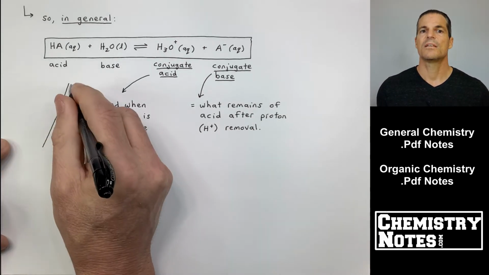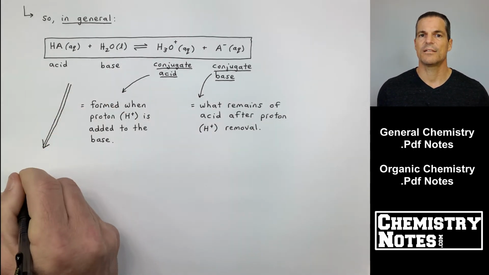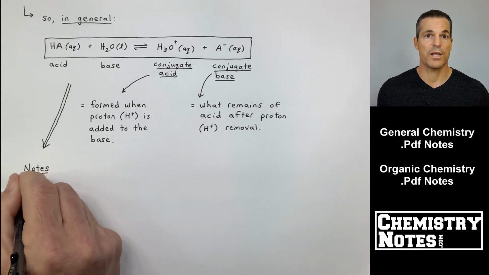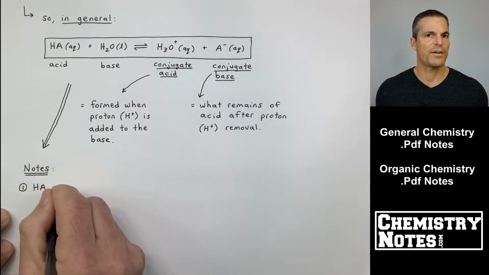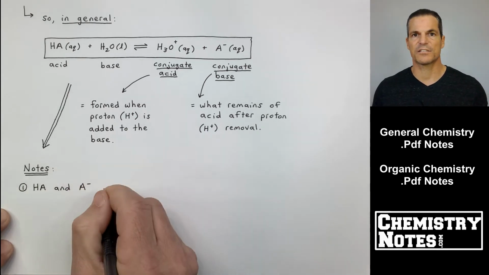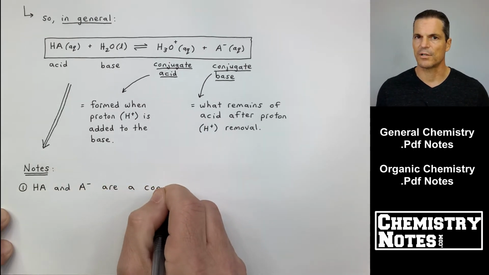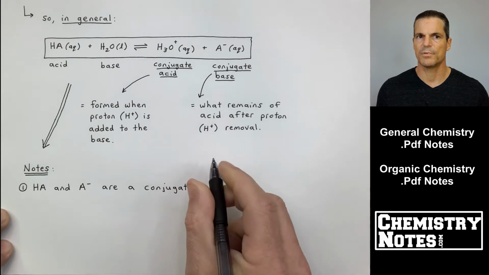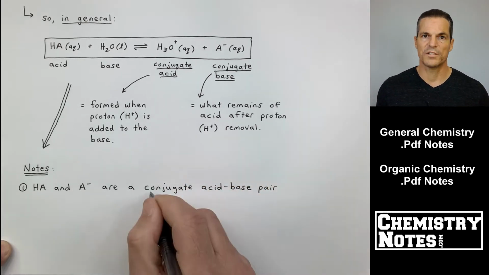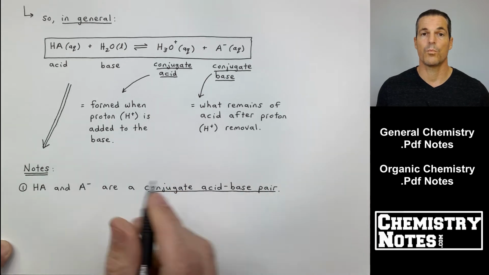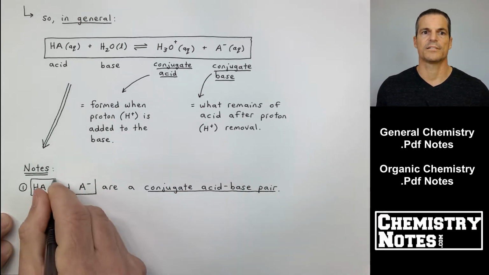Conjugate base is what remains of the acid after the proton, or H plus ion, is removed. Okay, they look very similar, right? An acid and its conjugate base look similar. One's just missing an H plus. The base and the conjugate acid look similar. One's just missing the H plus. Or I'm sorry, one has an additional H plus.